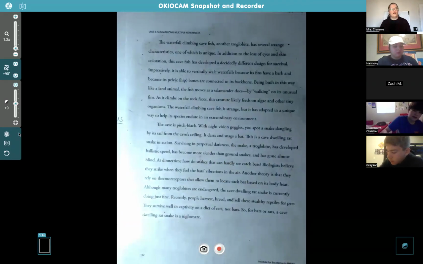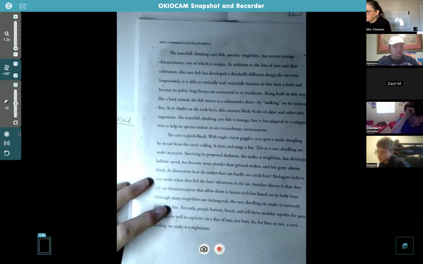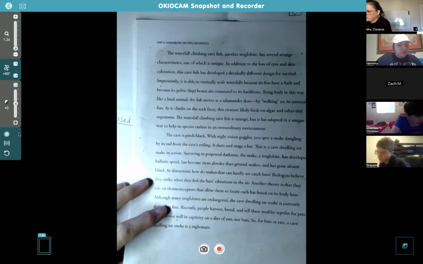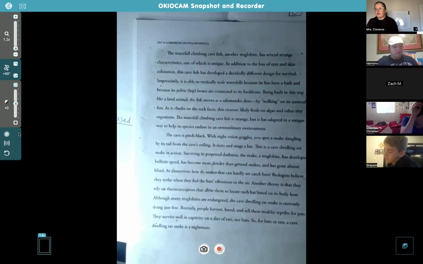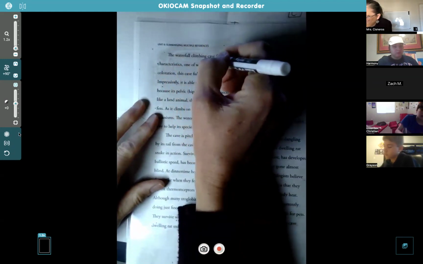And as soon as you think you know what this is about, you can stop and tell us what the paragraph is about. The waterfall climbing cavefish. Another troglodyte has several strange characteristics, one of which is unique. Loss of eyes, skin coloration, develop radically different design, survival, impressively, vertically scale waterfalls, fins, barb. Can you tell what it's about yet? Waterfall climbing cavefish. Yeah, there you go. And it's right here at the beginning.